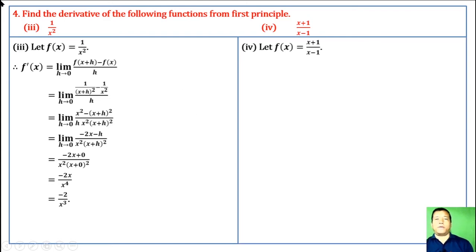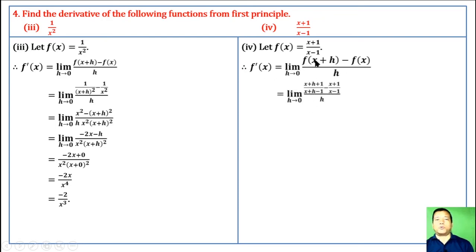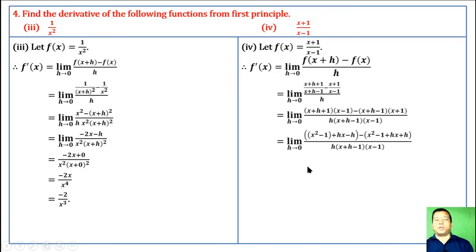Roman number 4. Let f of x be (x plus 1) by (x minus 1). Therefore, f dash of x is equal to this. Putting in the respective values for this, we get this, and for this, we get this. Summing up, we get this. Expanding the numerator, we get this, and cancel. Lastly, we get minus 2.